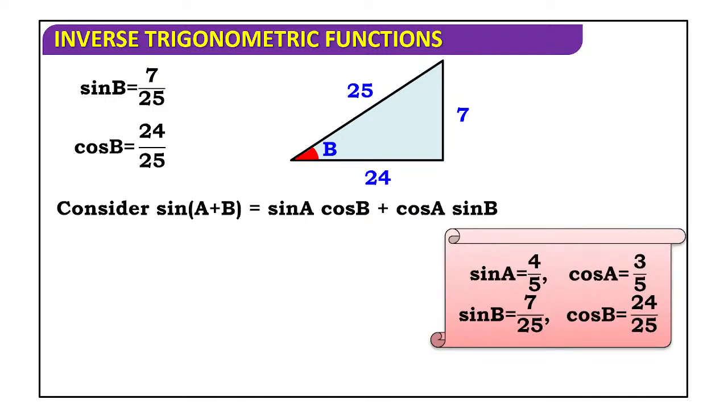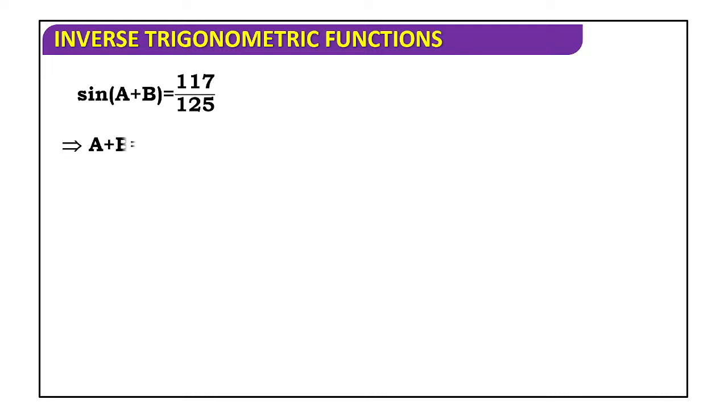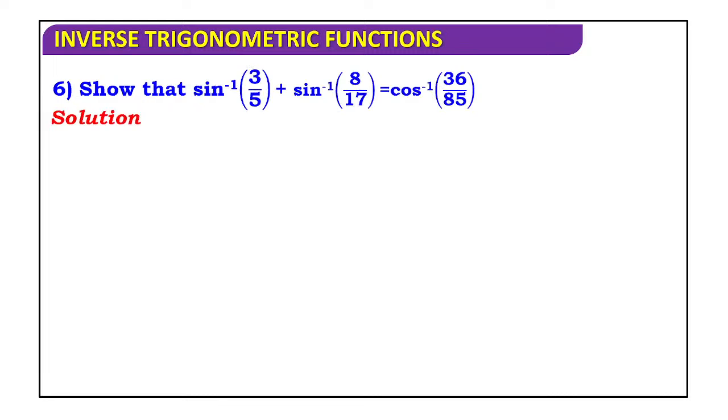I use this formula, sine of A plus B. What is the formula for sine of A plus B? Sine A cos B plus cos A sine B. I have calculated all the values of sine A, cos B, cos A, sine B, and I substitute here in this equation and I get this answer, that is 117 by 125. That's it. This is also one way, but it is a very lengthy way. You can use the formula and you can save time. Next. Okay, try this now.